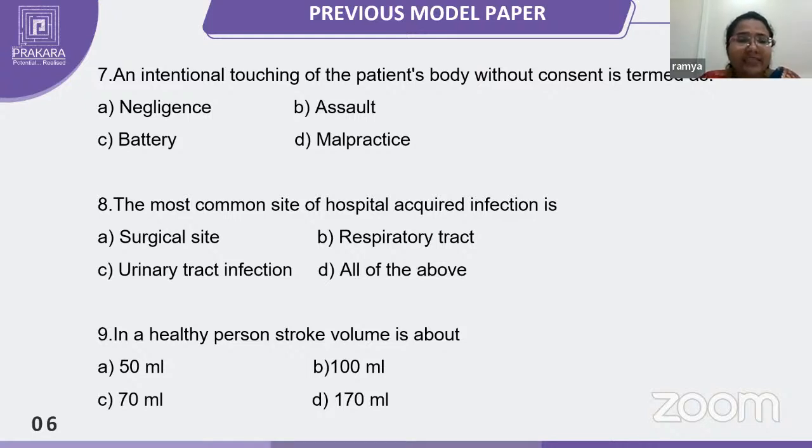Coming to the ninth question, in a healthy person, the stroke volume is about. So what is the stroke volume? It is the blood that is pumped out by the heart. What is the normal stroke volume? That is 70 ml. They have given the options as A, 50 ml, B, 100 ml, C, 70 ml, and D, 170 ml. So the correct answer is option C, 70 ml. You'll be writing the ninth answer as option C, 70 ml.